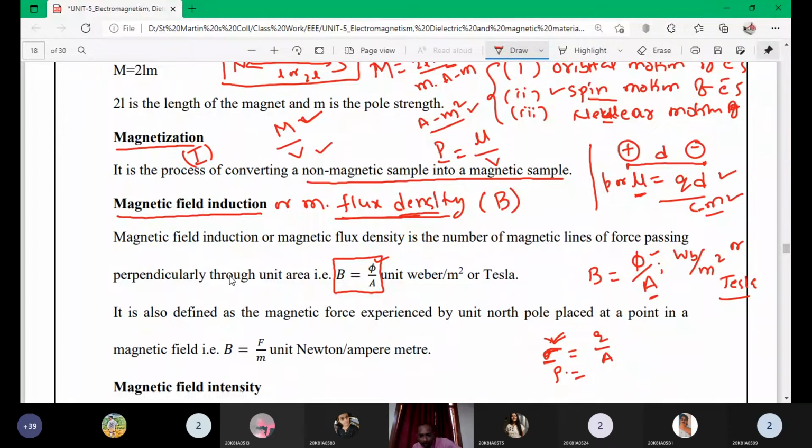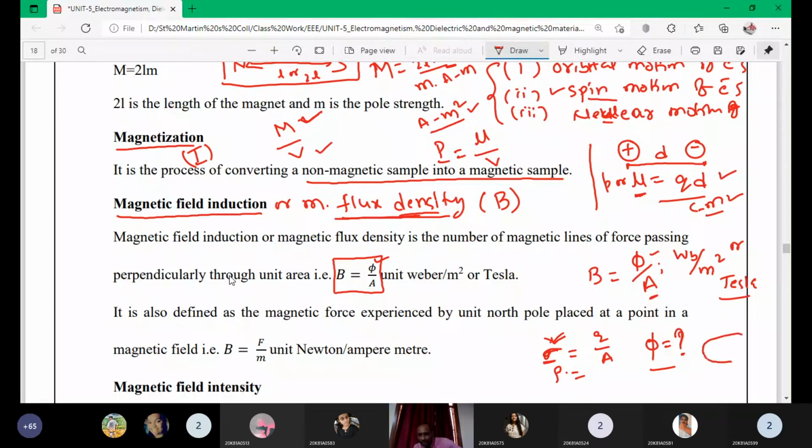Now we have defined this magnetic flux density, that is flux per unit area. So what is the flux now? What is the magnetic flux? Anybody answer this one? How will you define this magnetic flux?